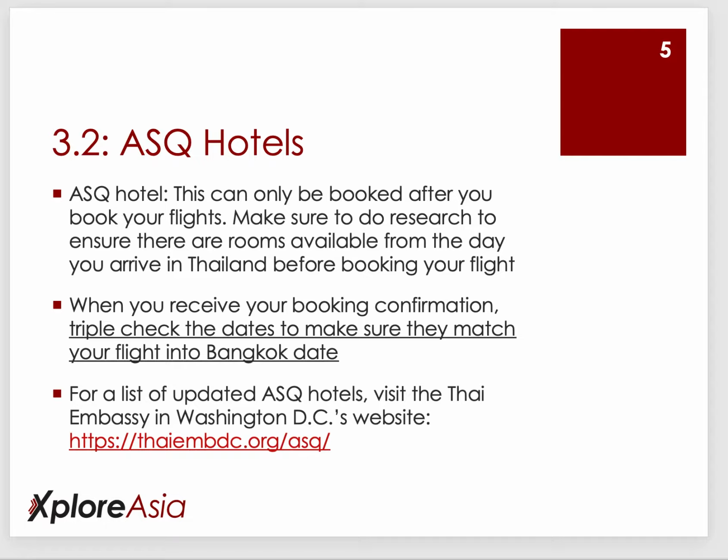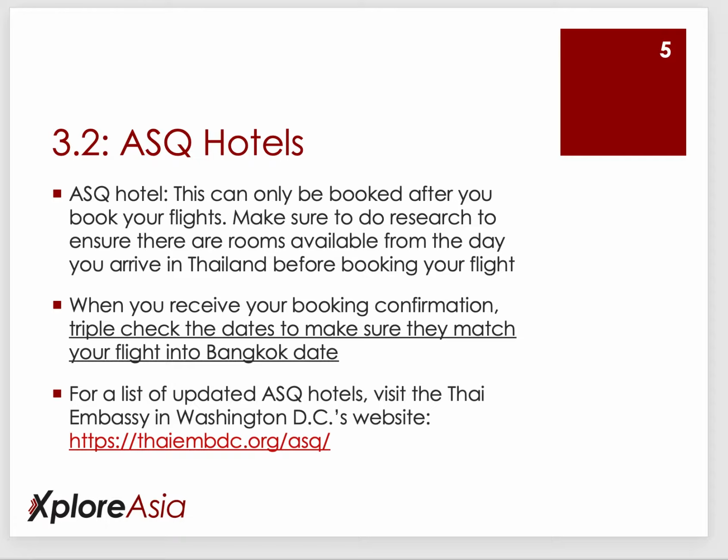Next, you book your quarantine hotel. This usually can only be booked after you book your flights. Sometimes hotels allow you to do it beforehand, but generally you do have to book your flights and send them the flight information. So you'll do your quarantine after your flights. Make sure you do some research to ensure that there are rooms available for the day that you arrive in Thailand before booking your flight. So make sure you contact the hotel just to make sure, just in case.